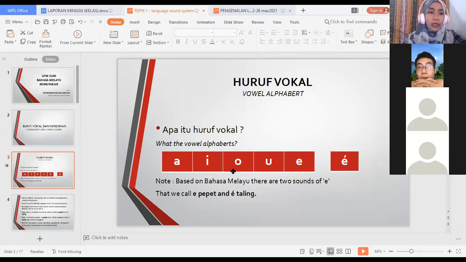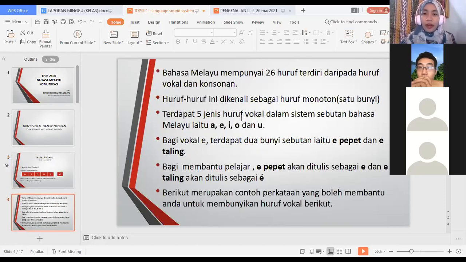A, I, O, U, E, okay? But in Bahasa Melayu, they have two sounds of E. The one we call E pepet, like a normal E. And the second one, E taling, has a mark on top of the E, like this one. Everyone knows there are five vowels in Bahasa Melayu: A, E, I, O, and U.